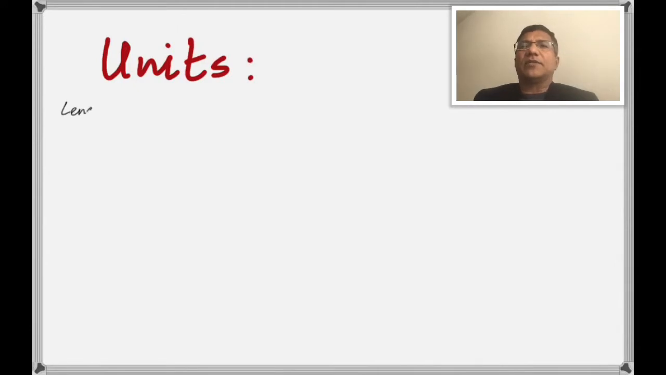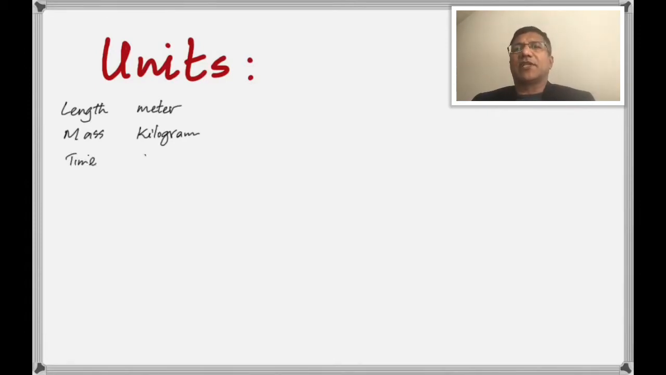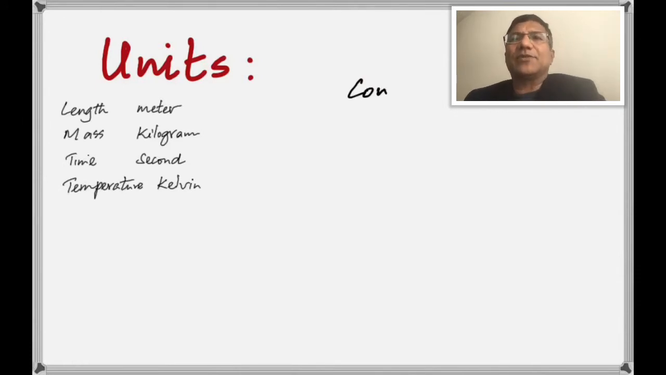First of all, there are 7 basic units in the International System of Units, but we only use 4 of them in the first semester. And these 4 are the meter, the kilogram, and the second. The meter is the unit of length. Kilogram is the unit of mass. And second is, of course, the unit of time. So these are the main units that we use. And when we do thermal physics, we will also use Kelvin as the unit of temperature.